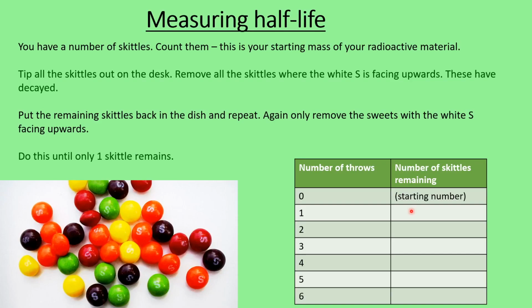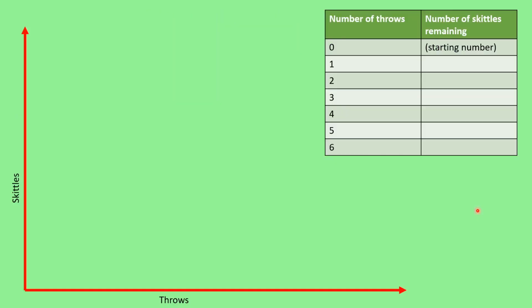Now this is an experiment you can do at home. If you have, say, a big bag of Skittles, count out how many you start with and record that number in a table. Then tip them all out onto a desk and remove any Skittles where the S is showing. Then count how many you've got left and record that in the table. Keep going. After each throw, remove any with the S showing, count how many you've got left, and do that until 1 Skittle remains. What you want to do with your results then is plot them in a graph like this, with the number of throws at the bottom and the number of Skittles left on the side.